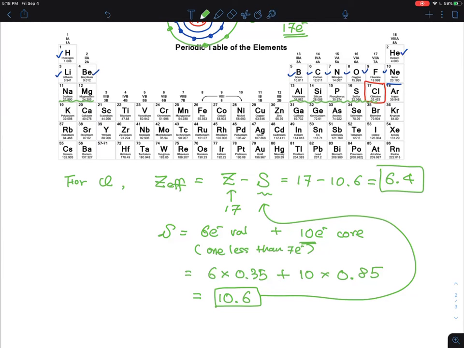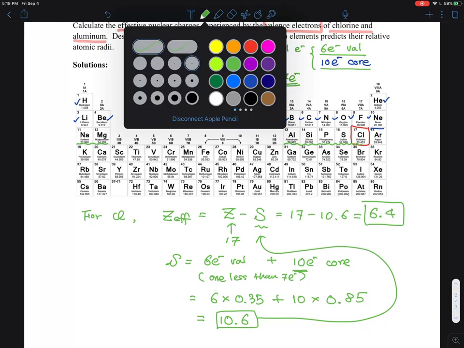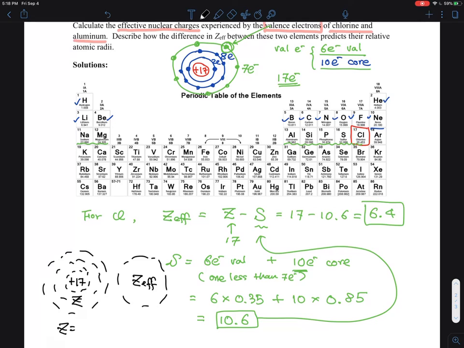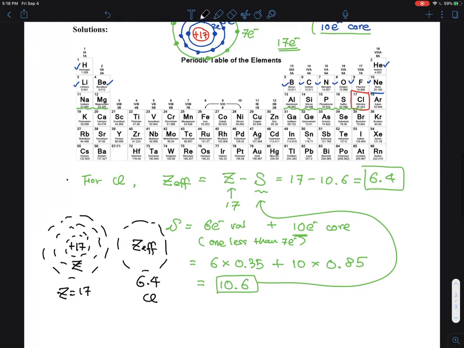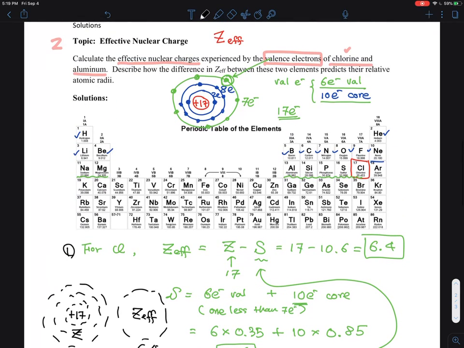So this is the effective nuclear charge. What this means is that in the core, the plus 17 is really the Z, but there is an electron cloud surrounding it. From the outside, it feels like Z effective. Z itself is 17, but Z effective is only 6.4 for the chlorine atom. The textbook wants to compare this to the second case, which is aluminum.